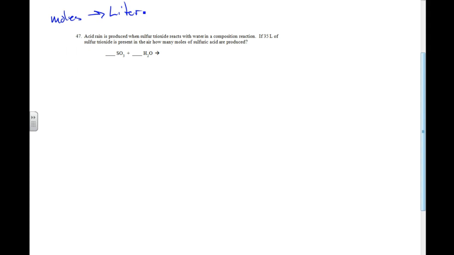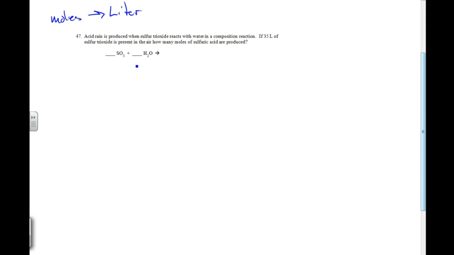All right. It says acid rain is produced when sulfur trioxide reacts with water in a composition reaction. This is a controversial reaction. Kids often don't know what to do because it looks as though it violates my rules, and it kind of does. But it tells you it's a composition, so you don't need to think that it's a double replacement even though it looks like one. All right, so it tells you if 35 liters of sulfur trioxide is present in the air, how many moles of sulfuric acid are produced.